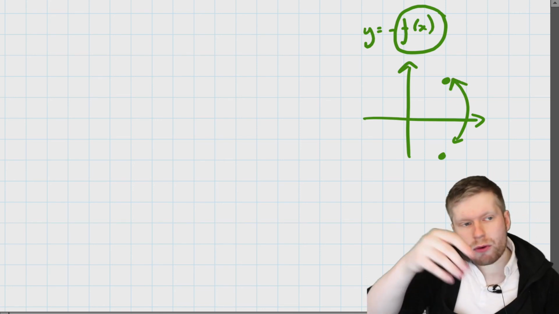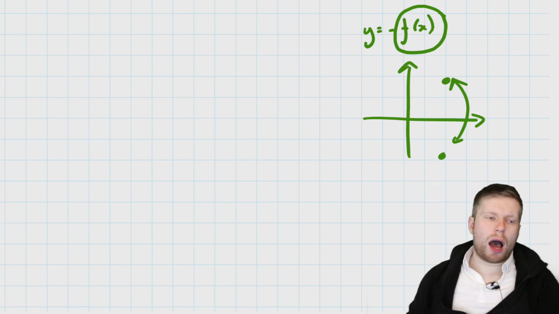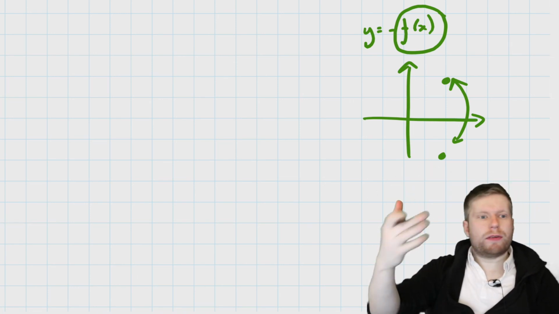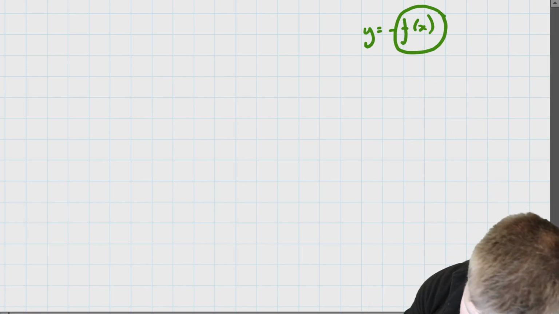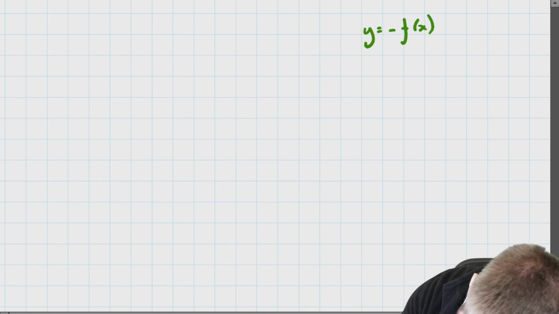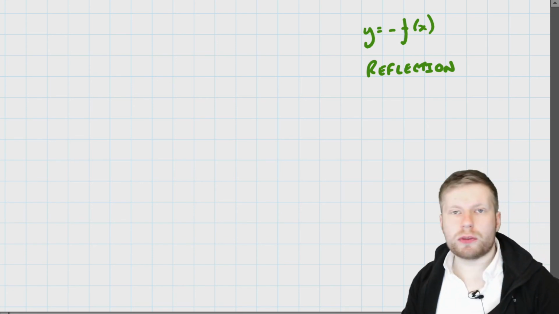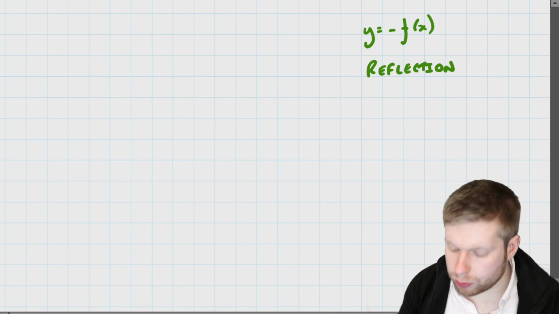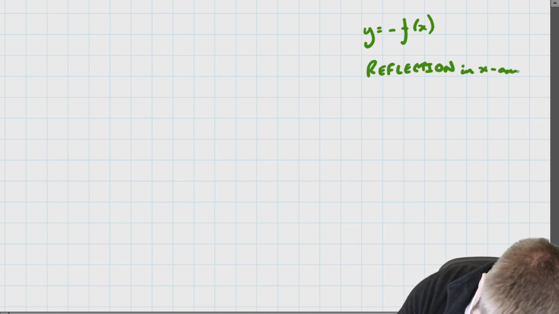So in other words, I'm changing all my y values to become negative if they were positive before, or positive if they were negative before. I'm reflecting it in the x-axis. So quite simply, I can just write that this is a reflection. And because I'm making all of my f of x values, my output values, negative, it must be happening in the x-axis.